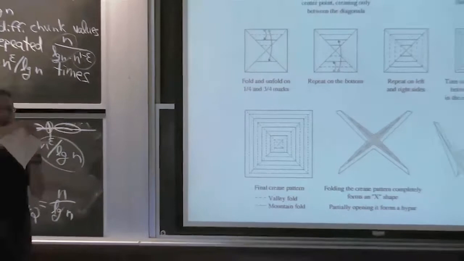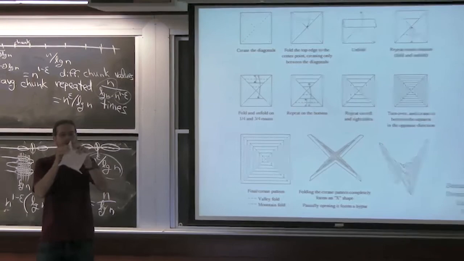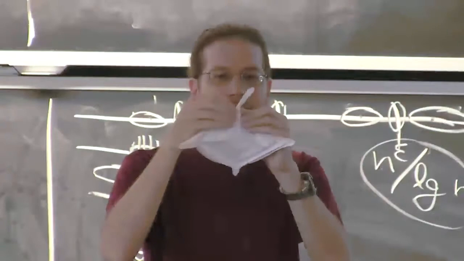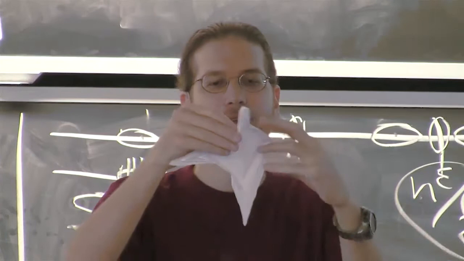Just keep collapsing square by square, making sure you alternate mountain valley. It should just fall into place pretty much. But paper likes to misfold a little bit, so you've got to fix it all. Here I've done two squares, a little more. It gets easier and easier because the squares get smaller and smaller. I've got three squares done, so I'm halfway to an X. Fourth square.